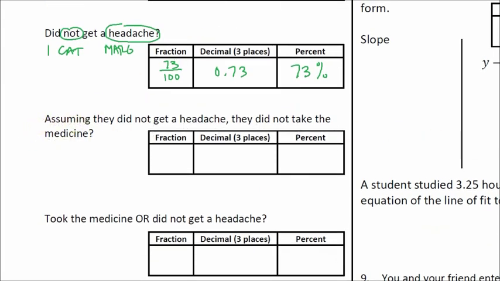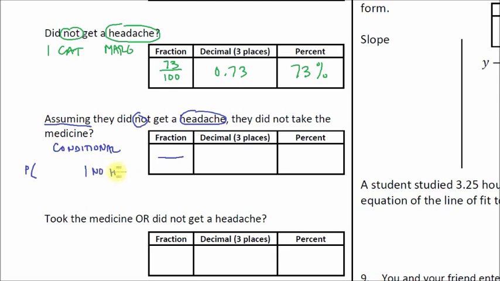Assuming they did not get a headache. Assuming, there's my key word. I already know this is going to be conditional, which means, class, I already know my denominator is not going to be the grand total. Assuming they did not get a headache, so no headache. So let's take a look at this. Here's our probability. We know that our condition is going to be no headache.